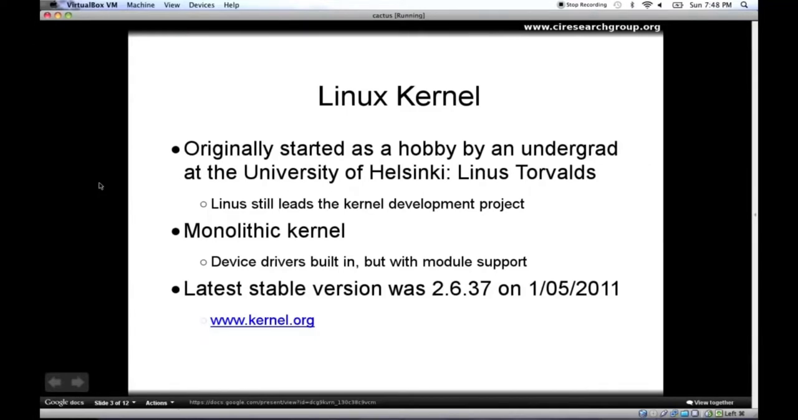The latest stable version was 2.6.37 on January 5th of 2011. That has since been updated to version 3.0.3, I believe, was the latest version that I've seen as of now, which is late August 2011. The latest version can also be checked by going to www.kernel.org.